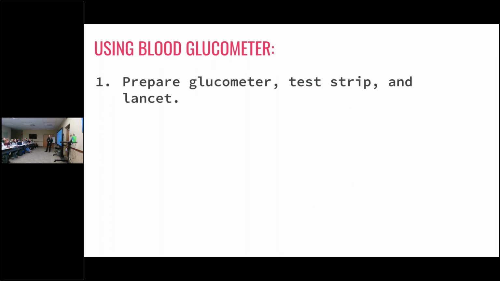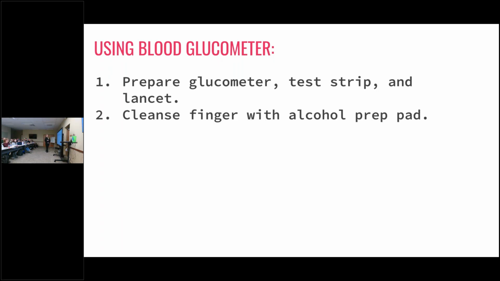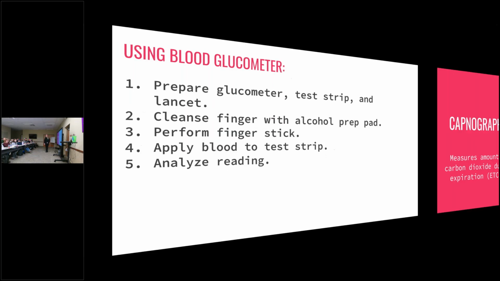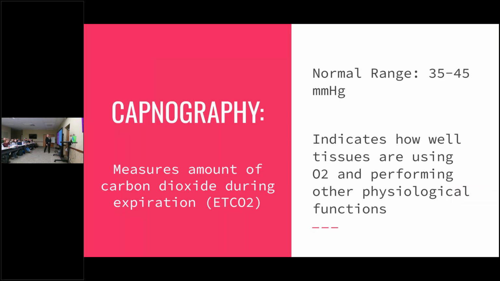So using a blood glucose monitor, somebody just tell me how we would do it without looking at the board. Go ahead. Pump the finger, take the tab, make sure it's in the machine, angle the machine, blood on the little strip, and let it go down. Cool. Yep, perfect. So we're going to prepare the glucometer, test strip and lancet, cleanse the finger with an alcohol prep pad, perform the finger stick, apply blood to the test strip, analyze the reading. Pretty self-explanatory, I feel, right?